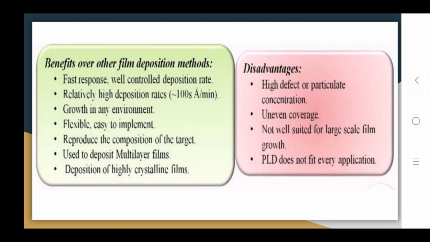Let us highlight some disadvantages also. So there is high defect or particulate concentration, uneven coverage, it is not well suited for large scale films, and the PLD process does not fit every application.